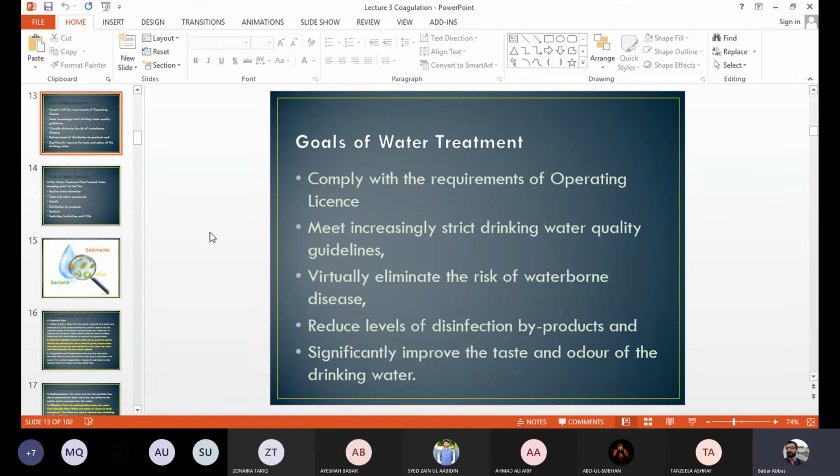When we are discussing water treatment and its basic objectives in terms of achieving some goals of water treatment, then we must know about the water treatment plant as well, because it is the major agent of treating water and achieving all these goals.